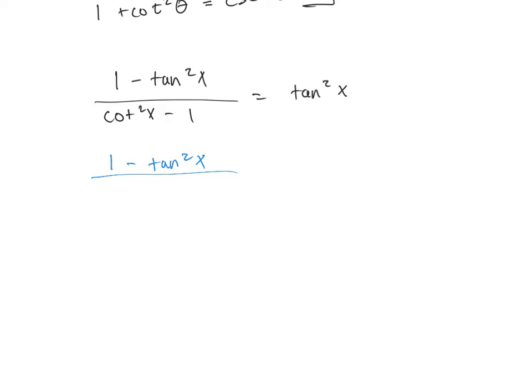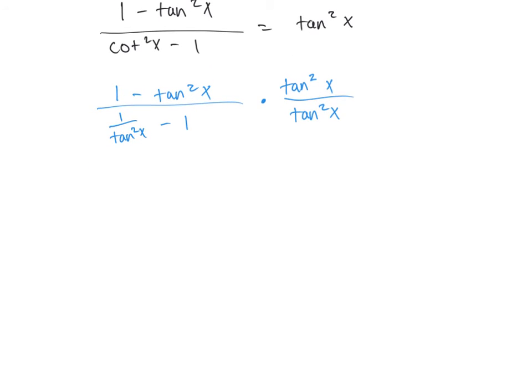My cotangent is the inverse, so this is 1 over tangent squared of x, minus 1. I want everything in tangent. I have a weird denominator in my denominator, so I'm going to multiply my numerator and denominator by tangent squared of x just to get rid of that funky denominator. So here that makes the numerator tangent squared of x minus tangent to the 4th of x, all over 1 minus tangent squared of x.